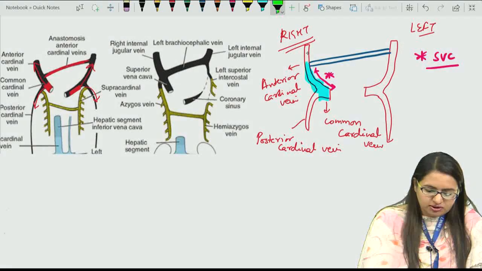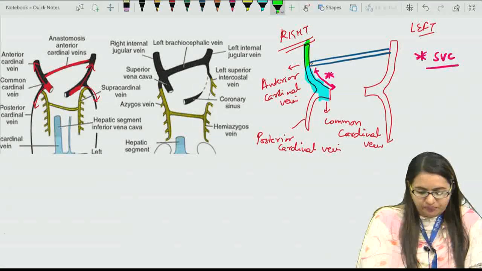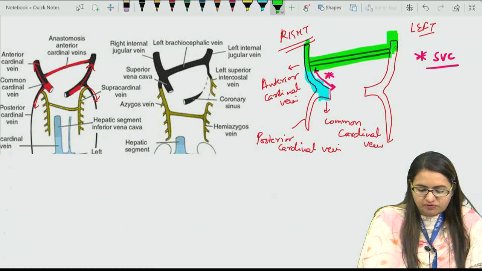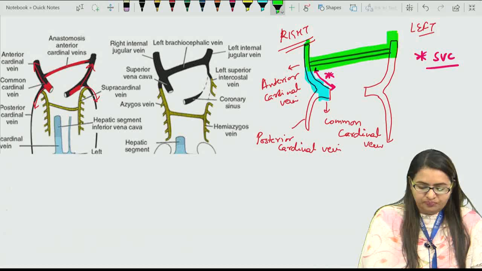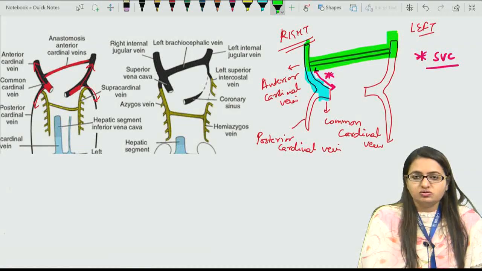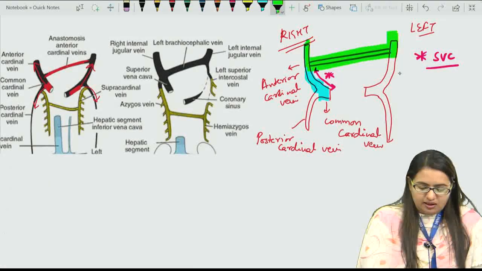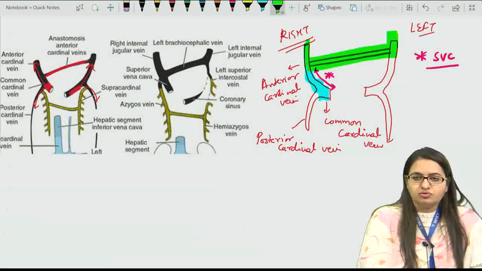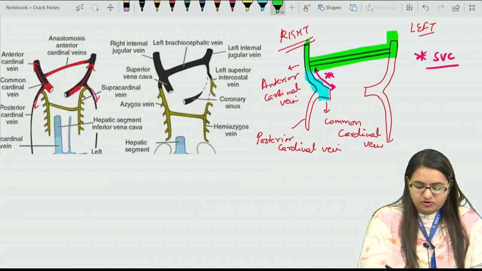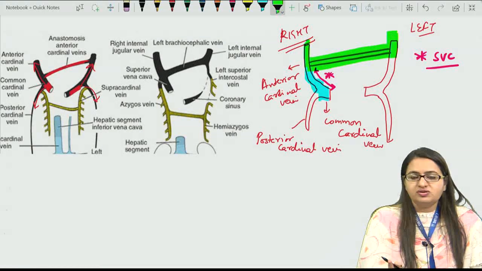Then the rest of the portion, that is the distal portion of the right anterior cardinal vein, this anastomotic portion, and the distal portion of the left anterior cardinal vein, give rise to the right and left brachiocephalic veins. The rest of the portion, that is the left common cardinal and left anterior cardinal, either obliterate or form very small veins.